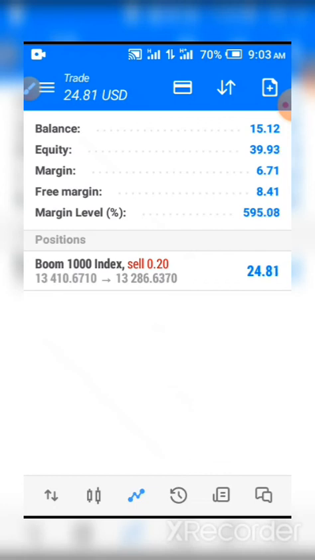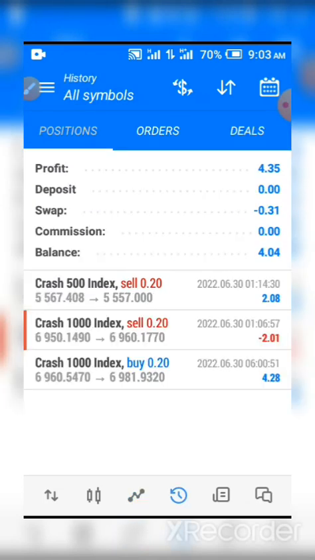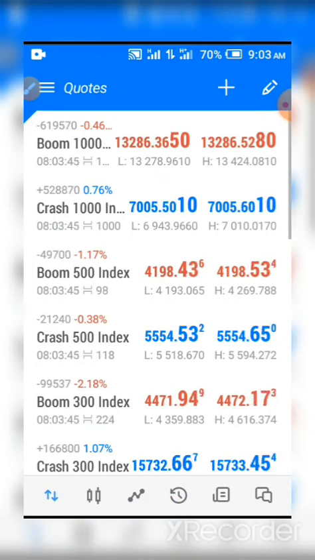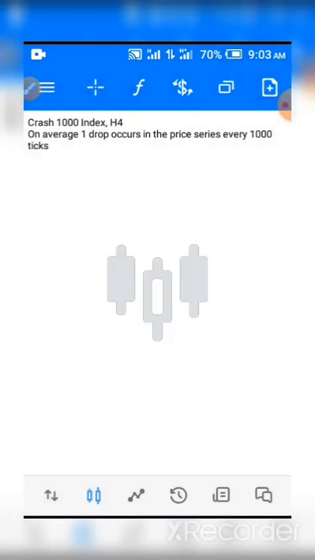So that was it. I'm running on profits. This was actually yesterday's trade. I also have other setups.